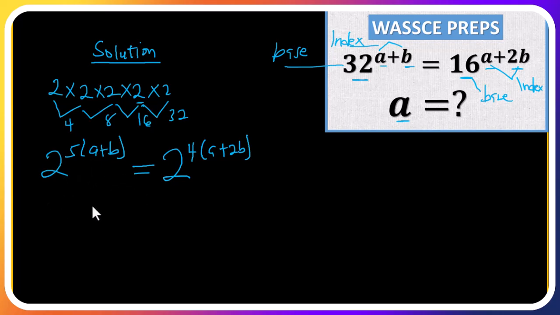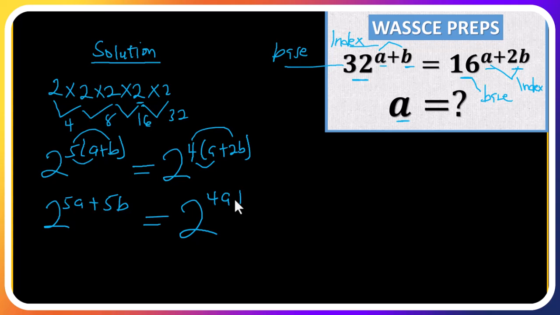Now we would expand our index form. This is the expansion: 2 raised to the power 5 by a gives us 5a, plus 5 by b gives us 5b, equals 2 raised to the power 4 by a gives us 4a, plus 4 by 2b gives us 8b.